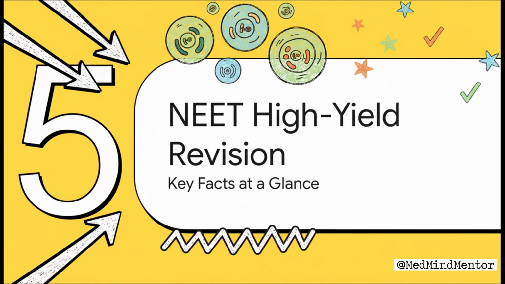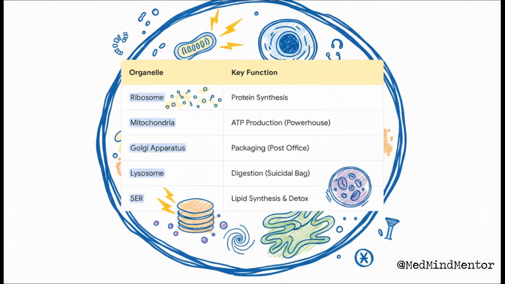Okay, we have been deep inside that cellular factory. Let's zoom back out for a minute and pull everything we've learned together into a powerful, high-yield summary that's perfect for your last-minute revision. This right here is your ultimate cheat sheet for the exam. Let's run through it one more time. Ribosome, protein synthesis. Mitochondria, the powerhouse for ATP.